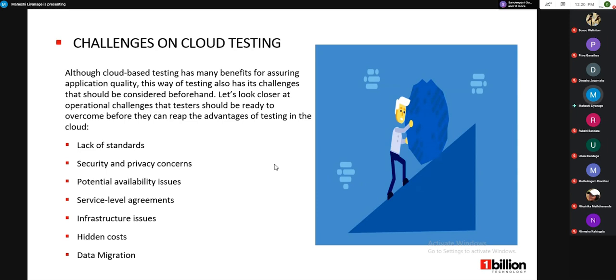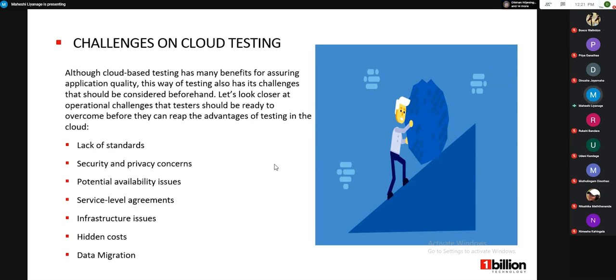And then we have hidden costs. Let's say these vendors advertise themselves as cloud-based, but if you use the test environments improperly, that may significantly increase your costs. So you have to avoid that hidden cost, and testers, to avoid that, you have to thoroughly plan your test environments. Then we have data migration.